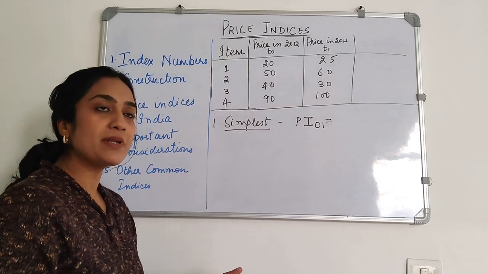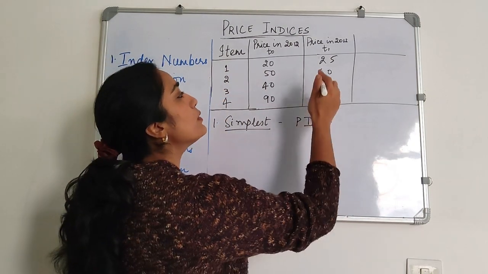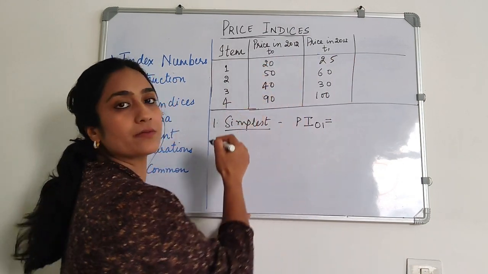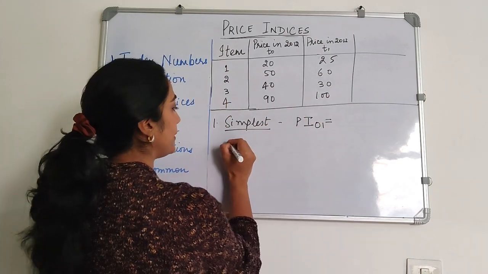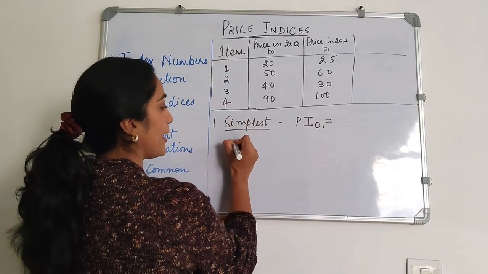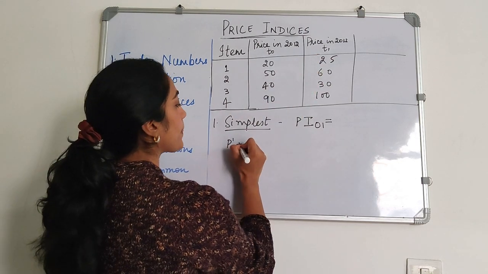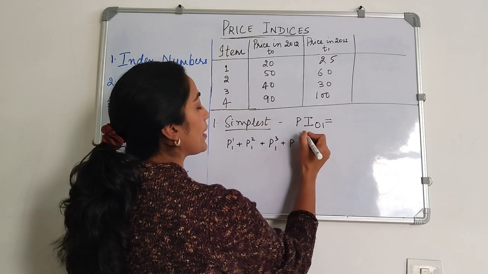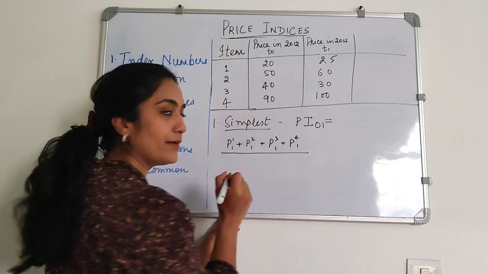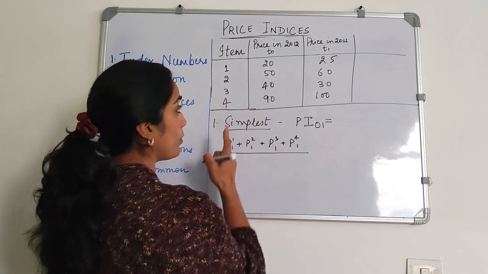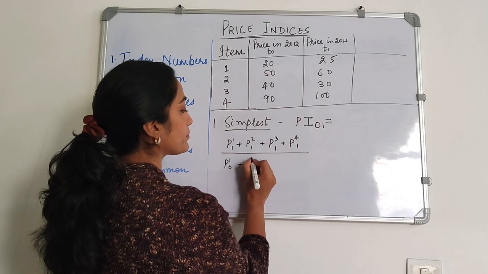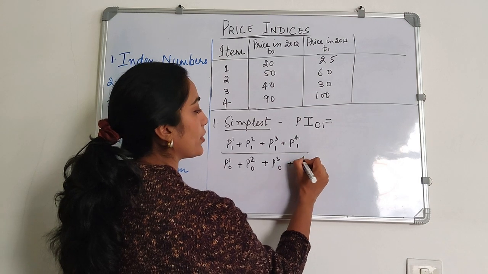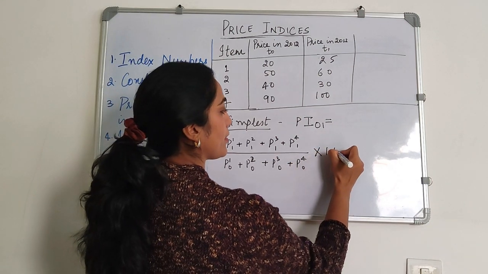Now, the simplest price index is going to do what? It is just going to take the ratio of the summation of prices here and the summation of prices here. So how do you write this? You write it as P, price of commodity 1 in year 1, plus the price of commodity 2 in year 1, price of commodity 3 in year 1, price of commodity 4 in year 1, divided by, again, price of commodity 1 but now in year 0, price of commodity 3 in year 0 and price of commodity 4 in year 0. And then you multiply this by 100.